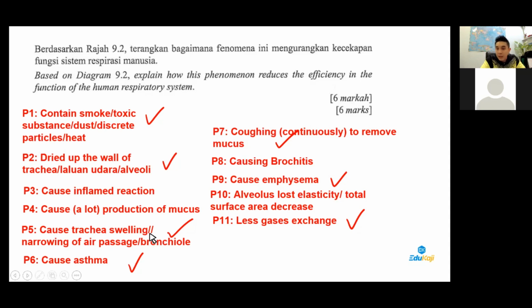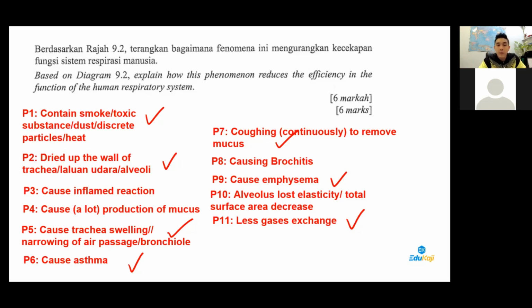Once you have that, you start to cough as well. So guys can touch on emphysema, less gaseous exchange. You can pause this to copy if you want to, because if I pause all the time, I think this video will be very long, 2 hours.